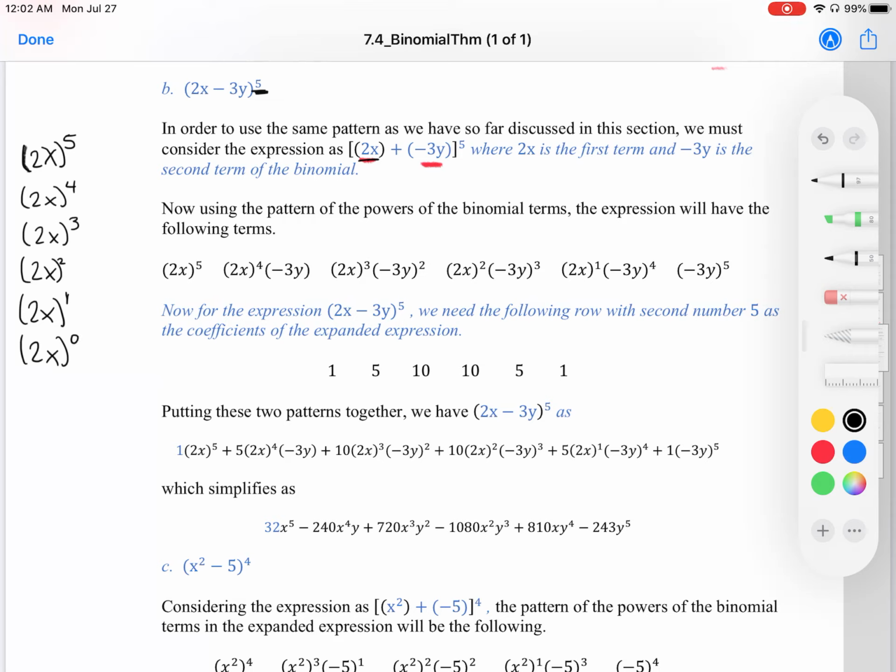Notice I write it in parentheses, and that's really important, especially for this type of problem. And then we have our negative 3y. Negative 3y raised to the 0 power, negative 3y raised to the first power, negative 3y raised to the second power, negative 3y raised to the third power, negative 3y raised to the fourth power, and negative 3y raised to the fifth power. Good, we ended with the number we're supposed to end.